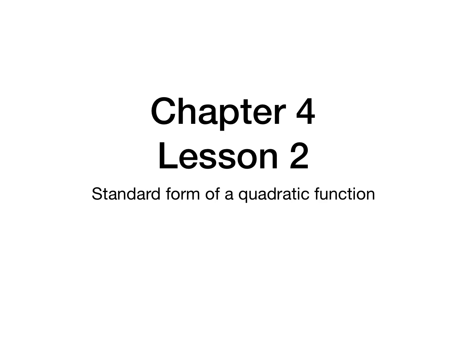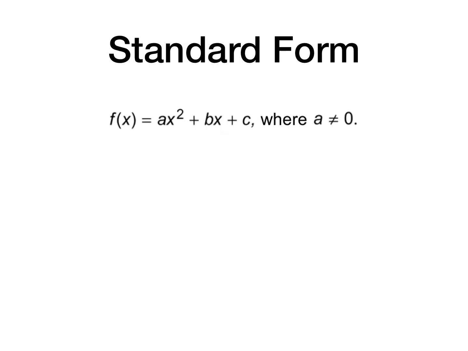So good morning. We're going over chapter 4, section 2, which is standard form of a quadratic function. The standard form is known as f(x) = ax² + bx + c, where a does not equal 0. A can be any number except 0. If not, it's no longer a quadratic function. It will be a linear function.